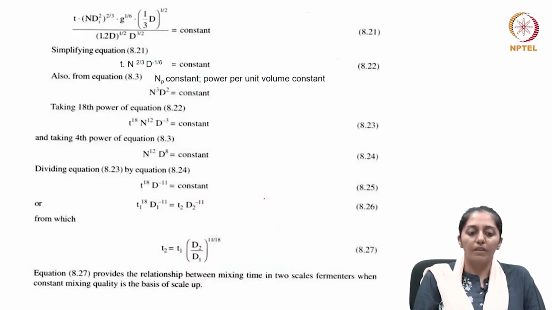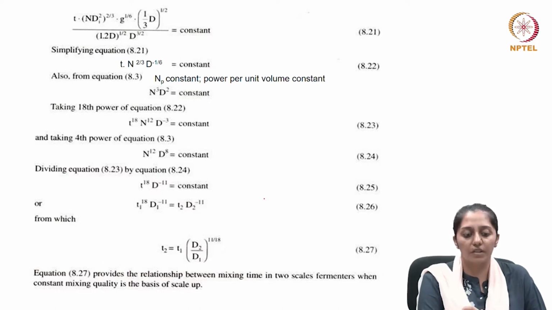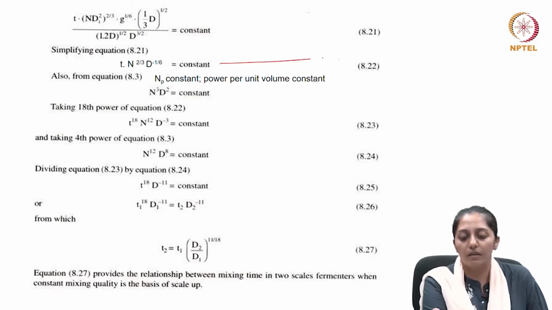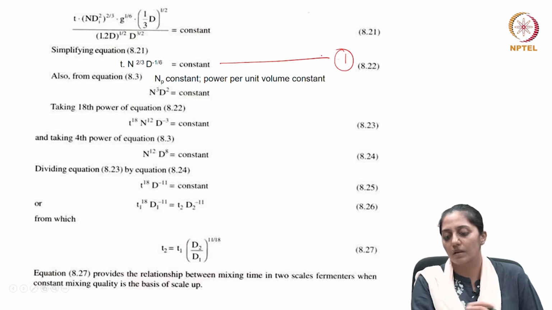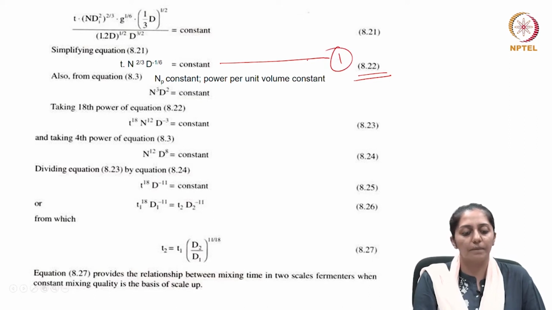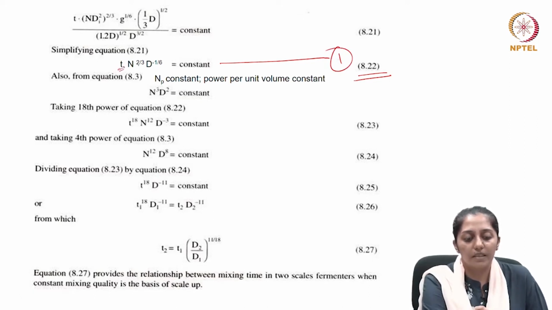So if we put all these correlations of height in terms of the diameter of the tank and the impeller diameter in terms of the diameter of the tank, then we can reduce that same correlation to the form given here. On the screen it is equation 8.22. This is directly a screenshot from the book. So let's call this equation 1. Here T is the mixing time, N is the impeller speed, and D is the diameter of the tank.